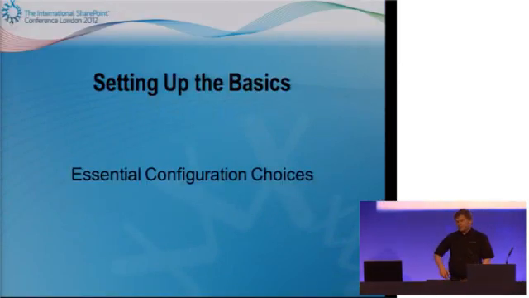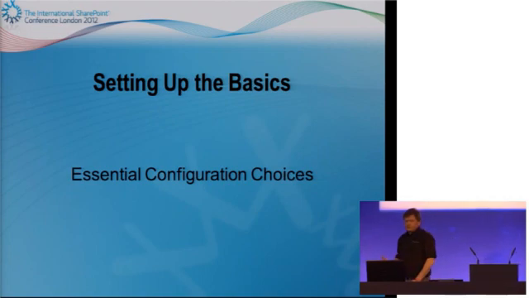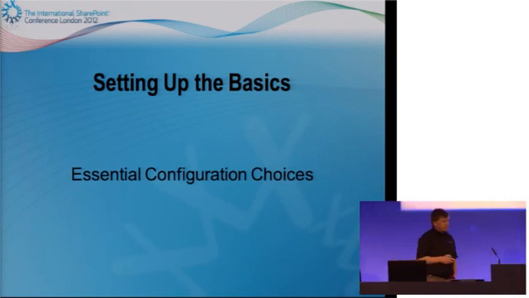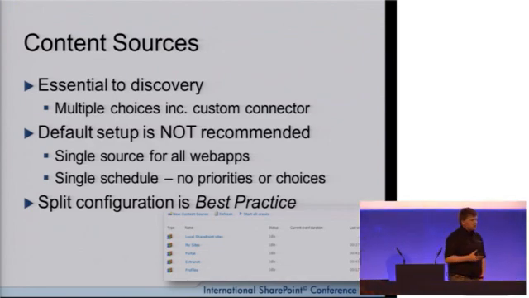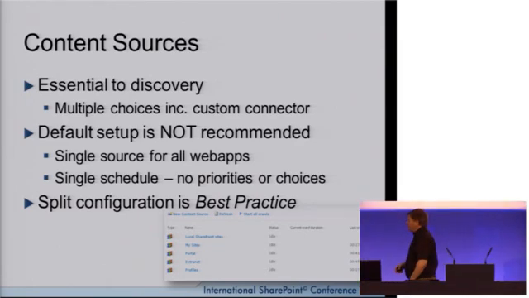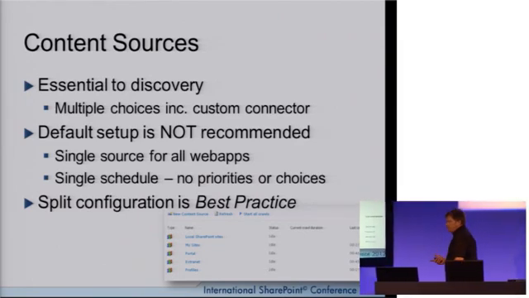So what about setting up the basics then? We've got our search service application. What's the first thing we're going to do? The first thing we should look at is our content sources. So they're essential to discovery, obviously. Without a content source, you're not going to find any objects. And we know there are multiple choices in there.